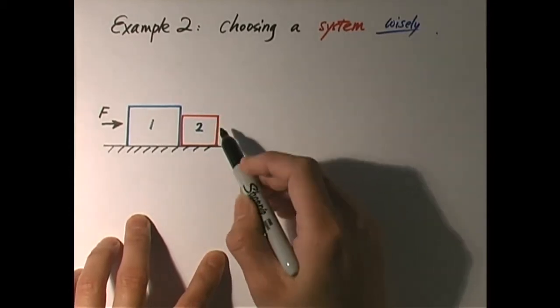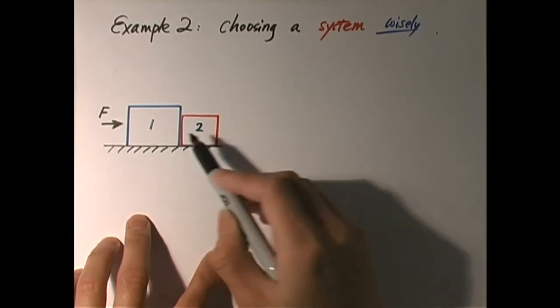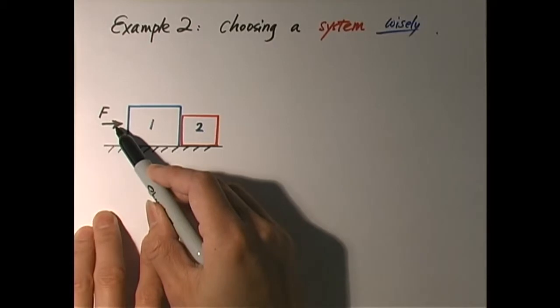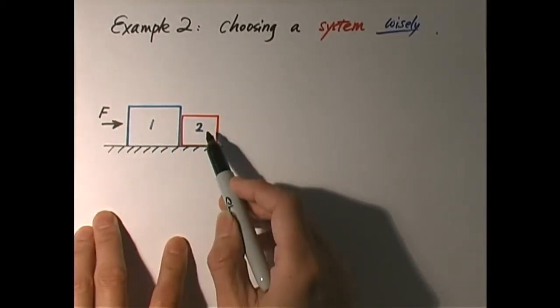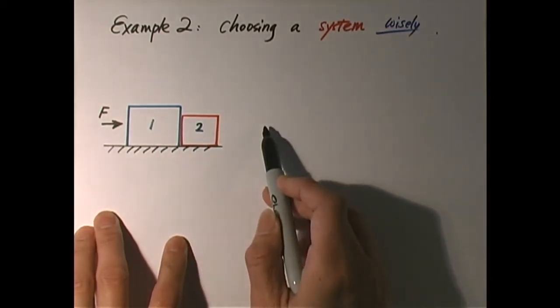Like in this case, we got a horizontal table, frictionless. There are two boxes, number 1 and number 2, and they're against one another. You use a force F, a given force, to push on box 1, and then box 2 is against it, so that both will move together with a certain acceleration. What is that acceleration equal to?